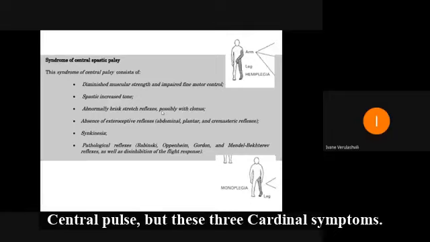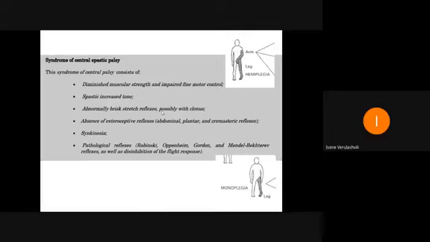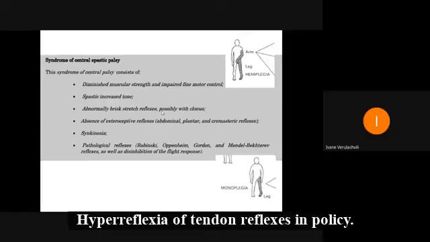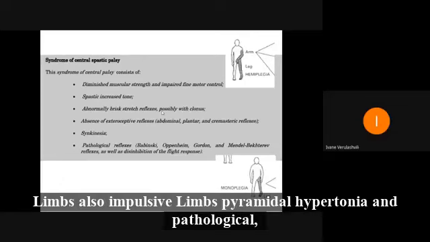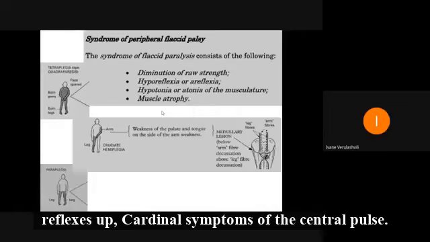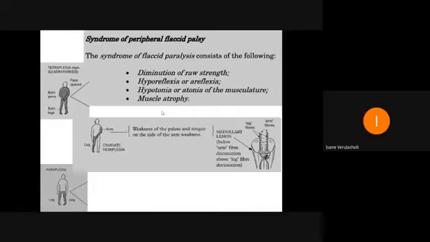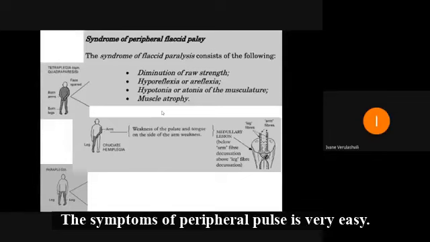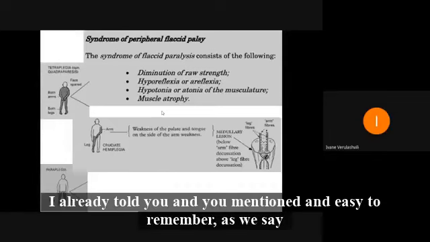But these three cardinal symptoms, hyperreflexia of tendon reflexes in palsy limbs, pyramidal hypertonia and pathological reflexes, are cardinal symptoms of central palsy. The symptoms of peripheral palsy are very easy. I already mentioned them and they are easy to remember.